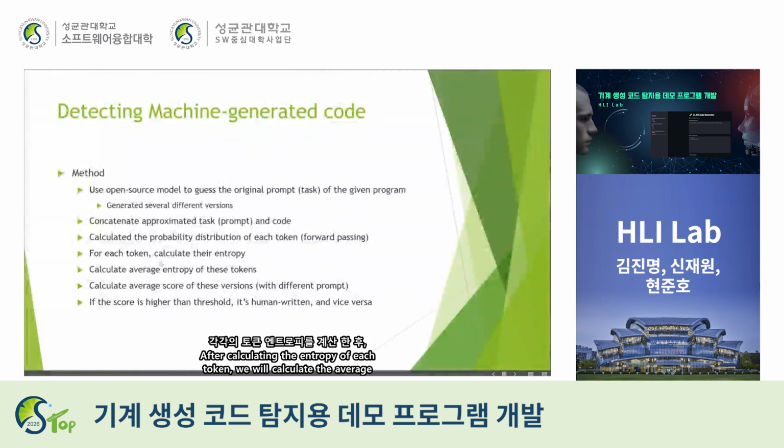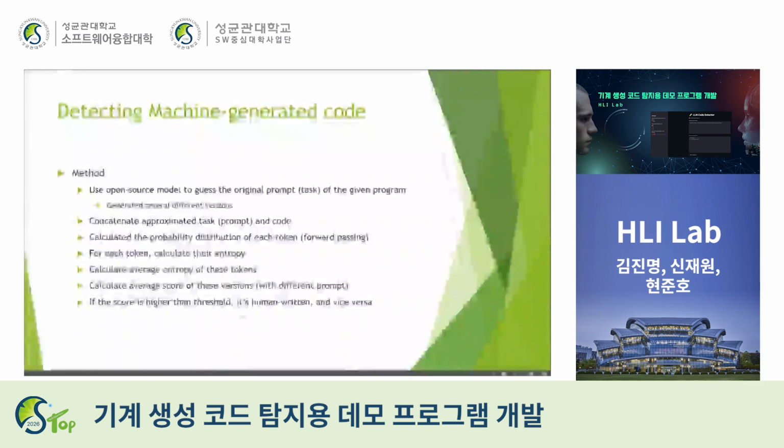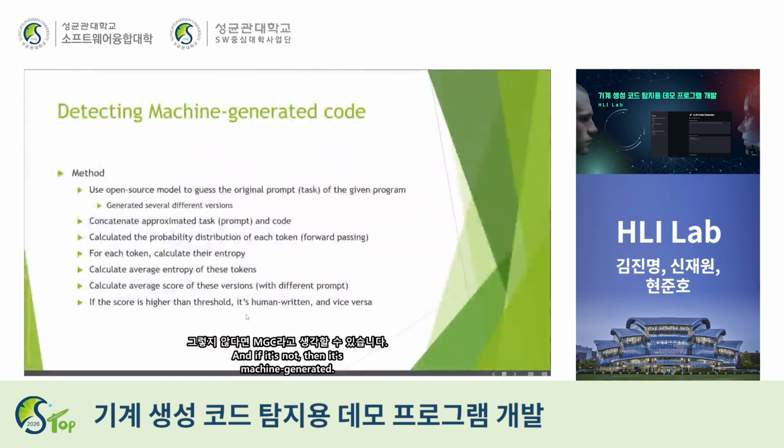After calculating the entropy of each token, we will calculate the average entropy of these tokens. And in the end, we will calculate the average score of these versions, especially when we're using several different approximated tasks. And in the end, if the score is higher than the threshold, in other words, epsilon, then it will be human written. And if it's not, then it's machine generated. And vice versa.